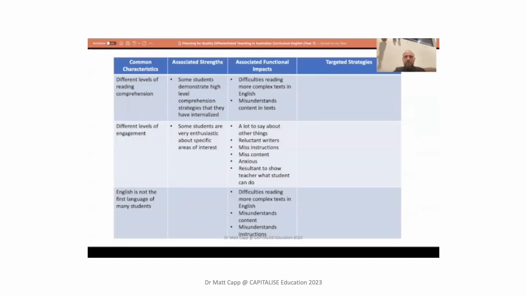So for kids with different levels of reading comprehension, some have difficulties reading more complex texts in English, and some misunderstand content in text. So for those kids with different levels of reading ability, some have a lot to say about other things, reluctant writers, miss instruction, they miss content, can be anxious, and they can be reluctant to show teachers what the student can do.